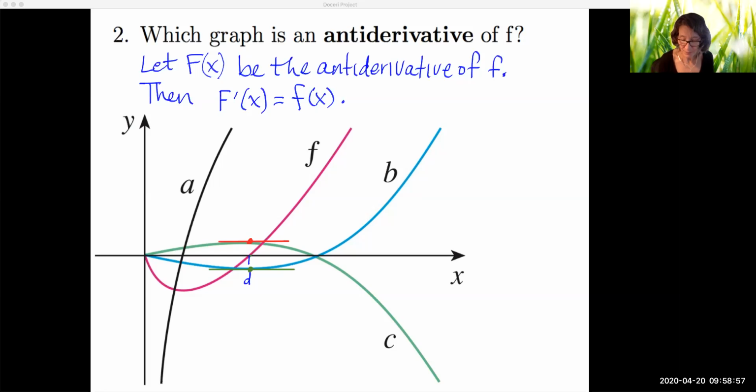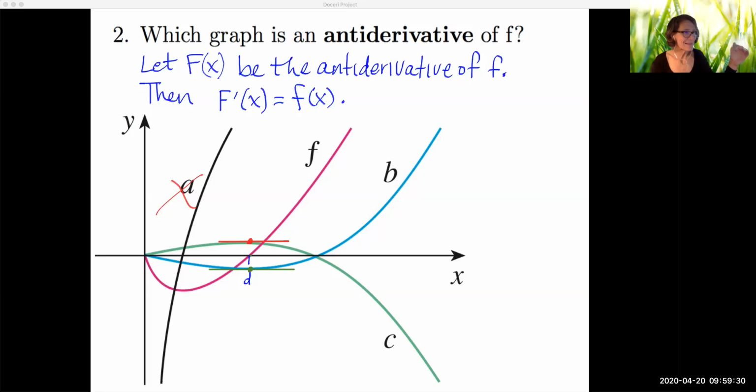Graph A is not a candidate because it doesn't have a horizontal tangent at point D. At point D, the derivative, little f, is 0. So the graph of the function we're looking for has to have a horizontal tangent at that point D. Well, there's two of them: the green one, which is C, and the blue one, which is B. B is the one that Jeff decided was the answer, and I think he's right.